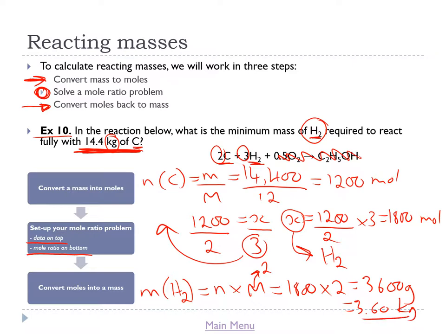Job done. So to recap, what we did was we got a mass and converted it into moles. Then we did our mole ratio problem, and then we got the number of moles and we converted it back into a mass.